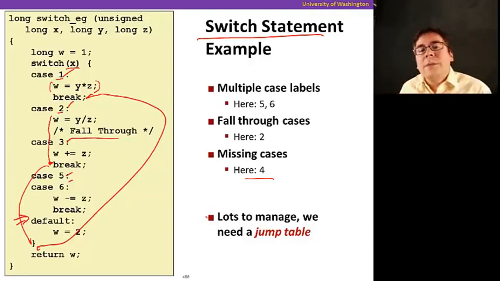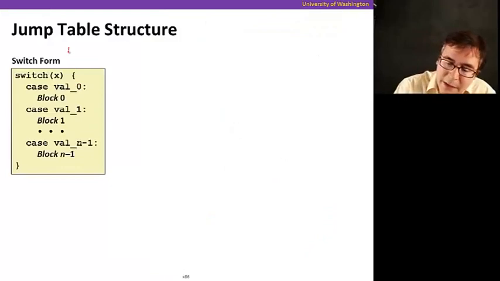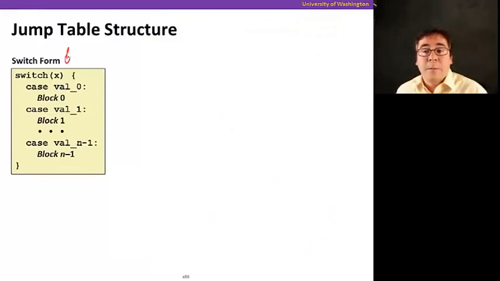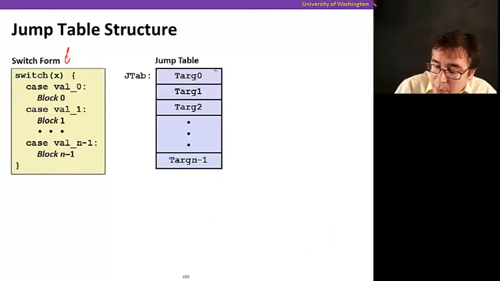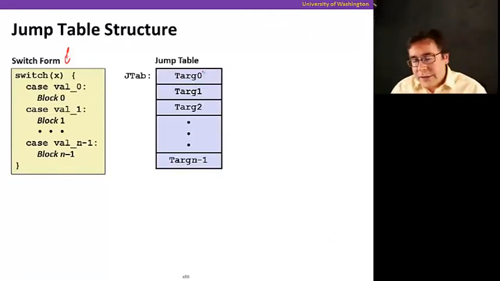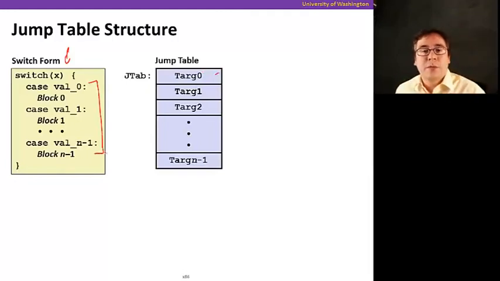And while you could implement this with the branch instructions that we saw earlier, it gets really complicated quickly. So another way of implementing this is using what we call a jump table. And a jump table works as follows. Say here we have an example of a switch statement. Now we're going to have a table that has roughly as many entries as the number of cases in our switch statement.